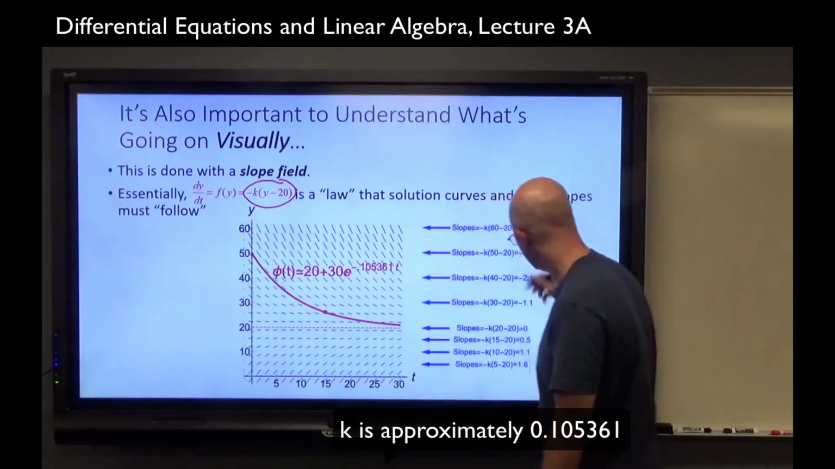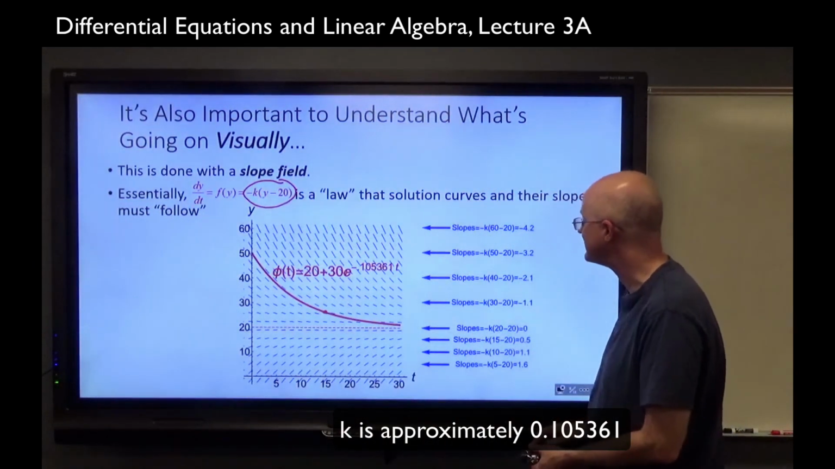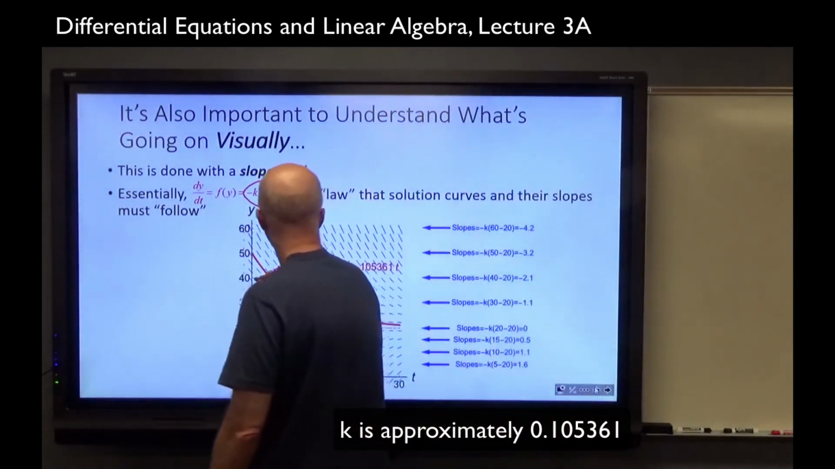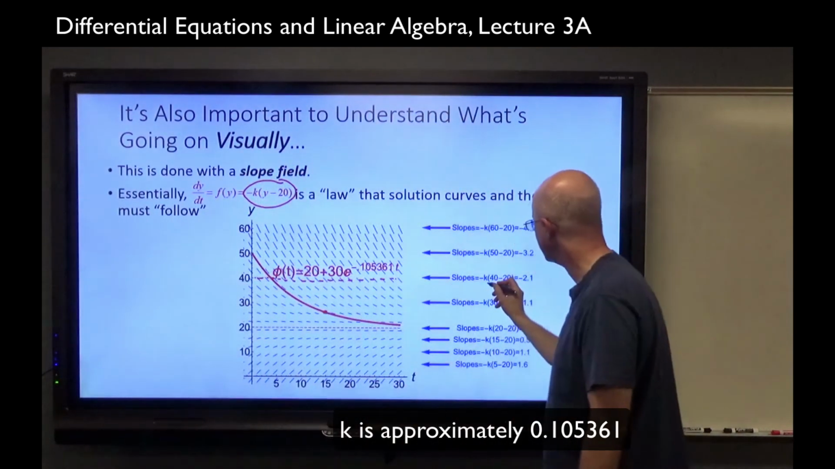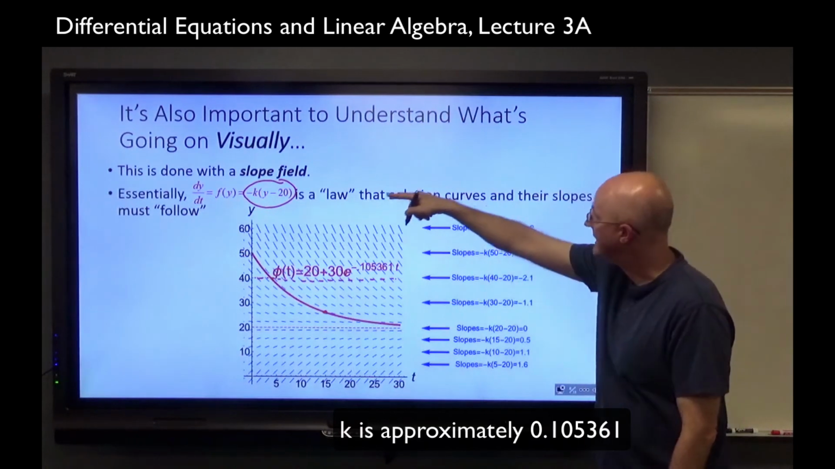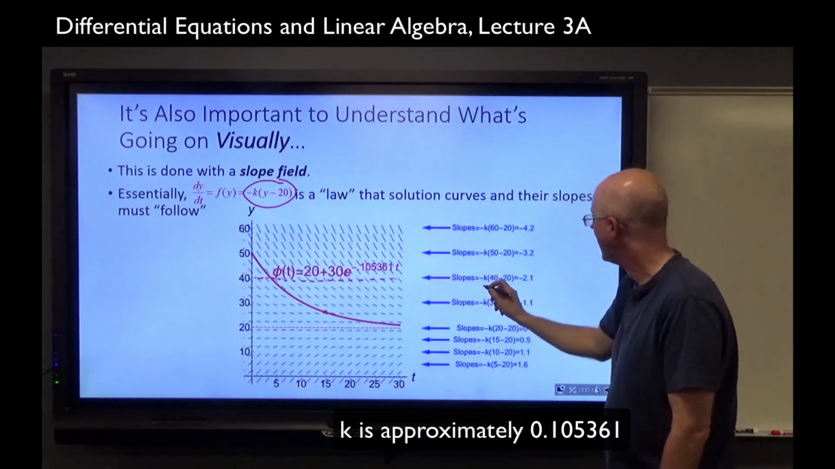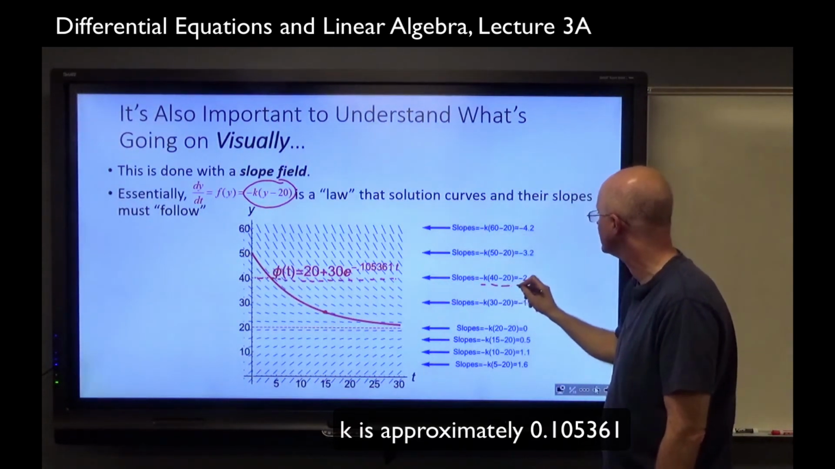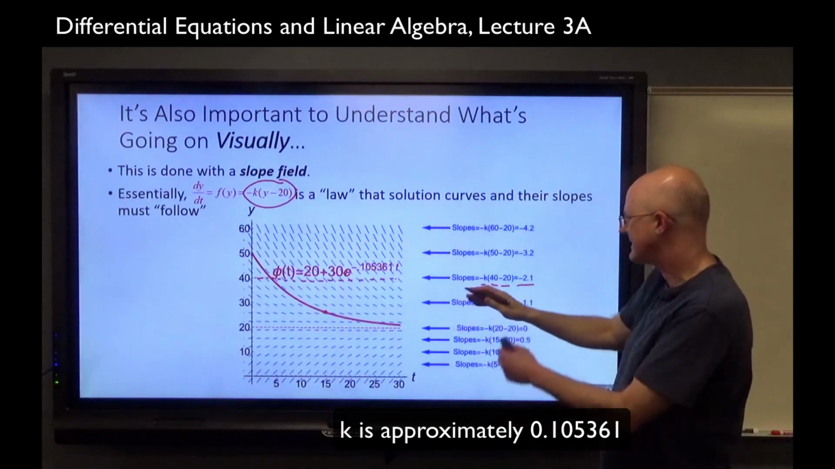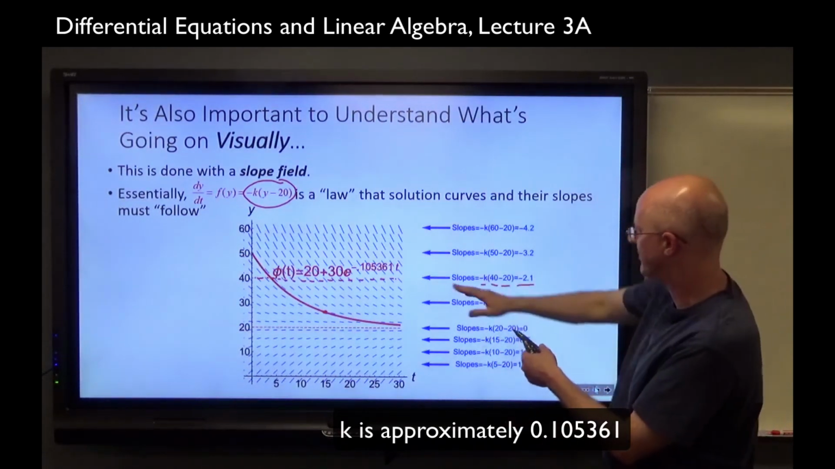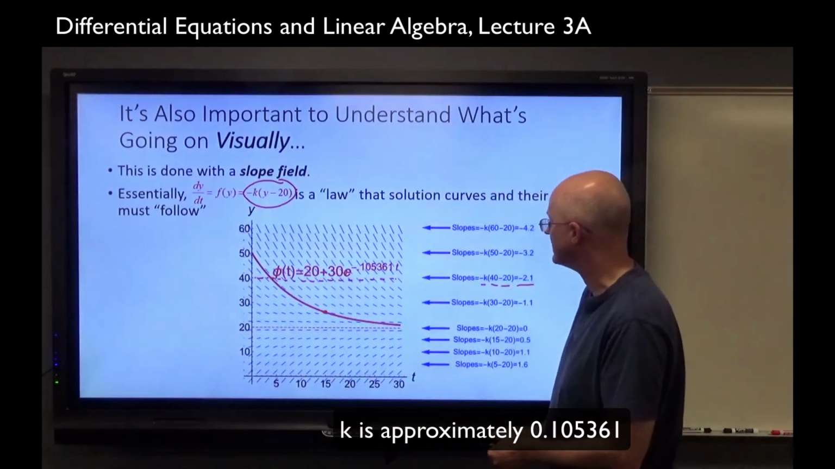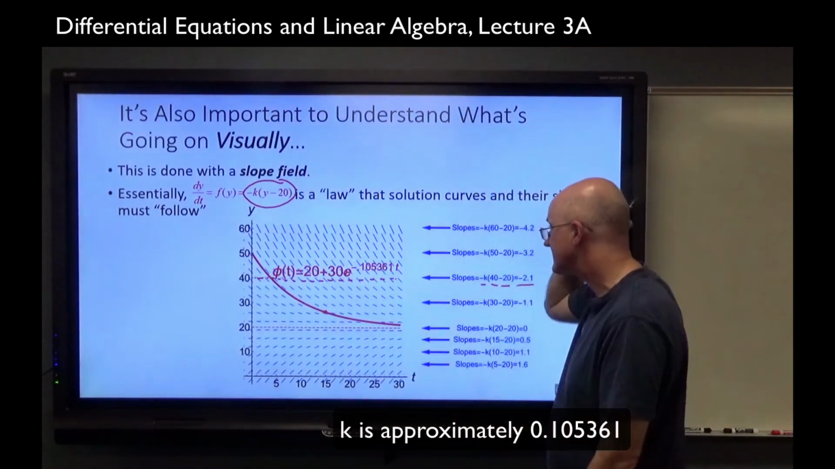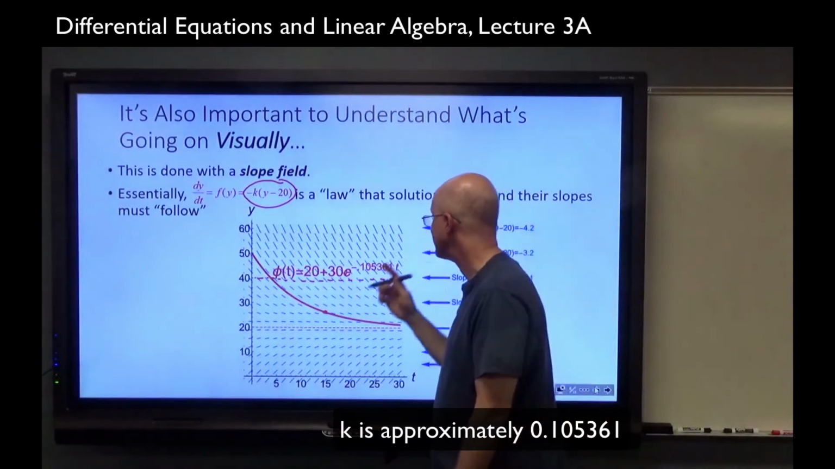And you can see I've got some labels over here. For example, when y is 40 along this horizontal line at 40, these line segments have slopes, plugging into the right-hand side, negative k times 40 minus 20, which is about negative 2.1. Now, it doesn't look like their slope is about negative 2.1. It looks more like negative 1. That's because the scales on these axes are different. The slope truly is negative 2.1.